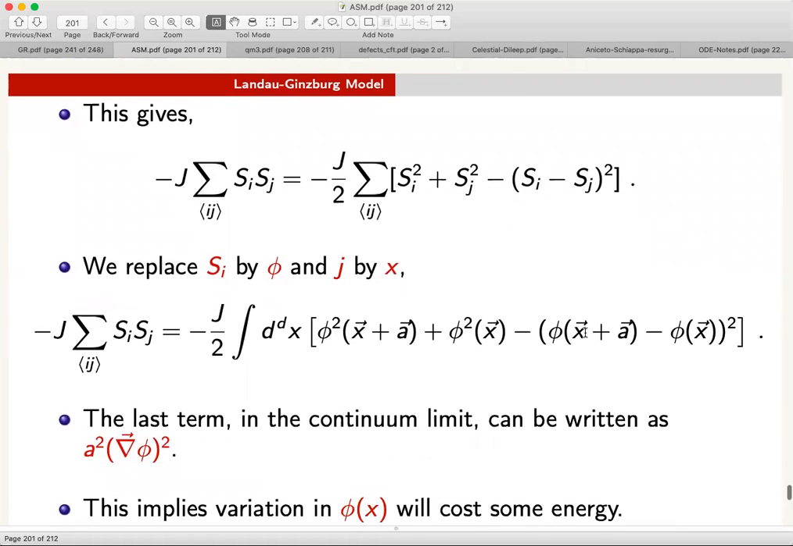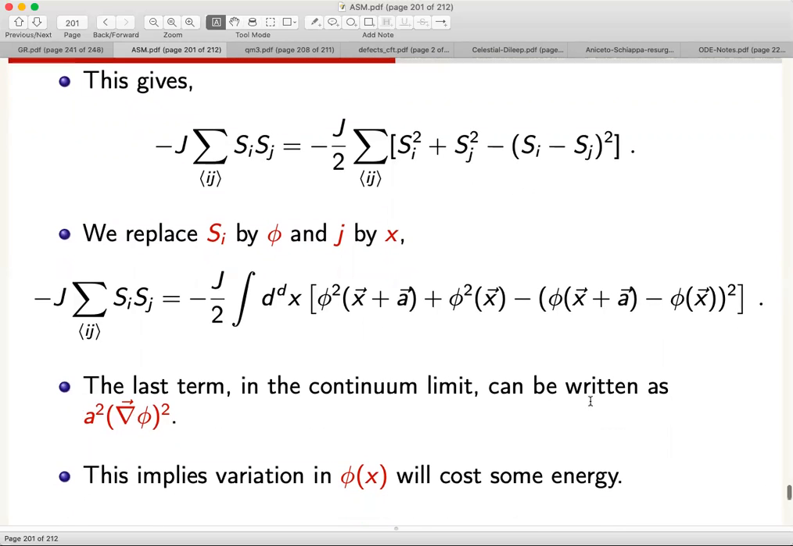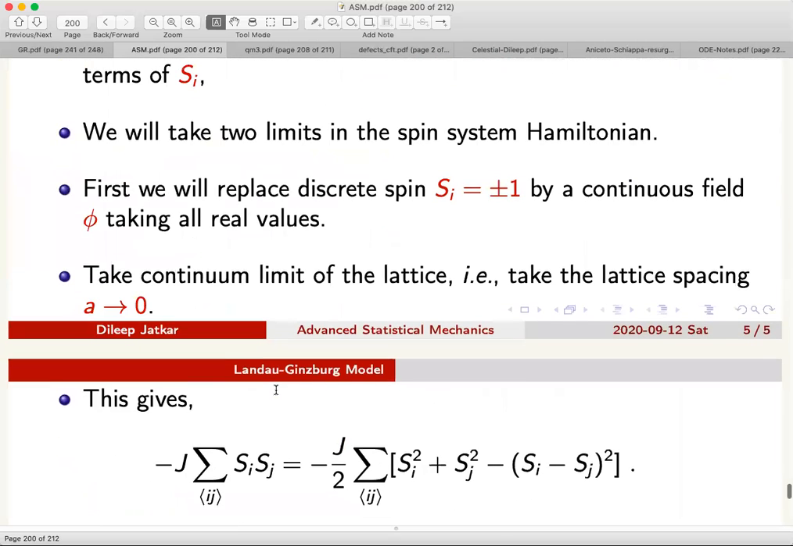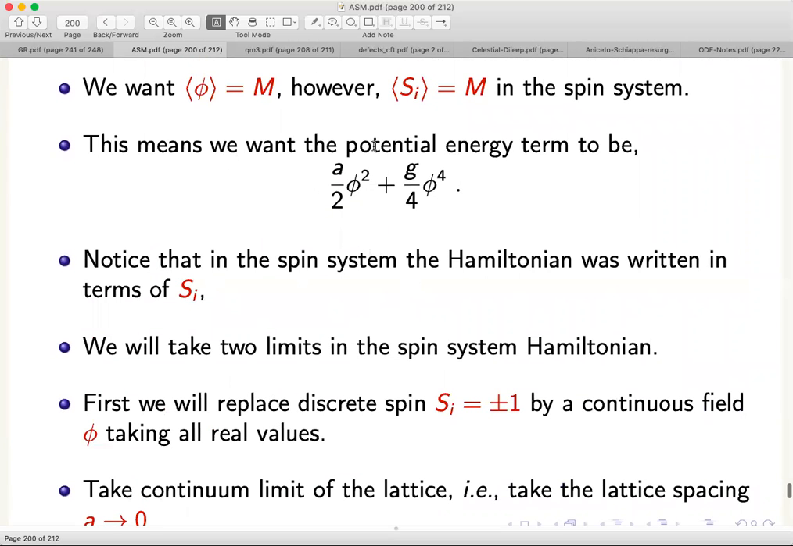Now you can see that the last term, when you take the continuum limit, is going to look like a derivative. It's going to look like a squared times the gradient of phi, whole squared. This is a term which produces the kinetic term for the order parameter. In other words, if you want to vary the field phi, it is going to cost you some energy, and that energy cost is the kinetic energy piece that you would pick up from here. What Landau and Ginzburg would do is claim that the critical behavior of the system is picked up by this potential energy functional.